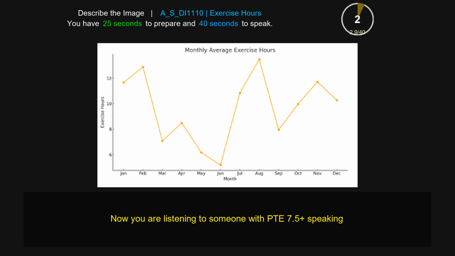The given line chart gives information about monthly average exercise hours. First, according to the chart, on the horizontal line we have months ranging from January until December, and on the vertical line we have exercise hours ranging from 6 to 12. According to the chart, August holds the highest hours accumulated, which is about 15 hours. And on the lowest, we have June, which is less than 6. This is followed by the second lowest, which is May, which is just about 6 hours.